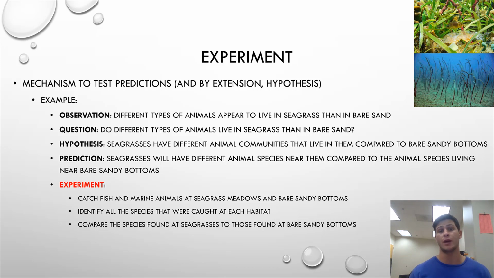So next up we have our experiment phase, and experiments are mechanisms with which we test our predictions and by extension test our hypotheses. So for our experiment in the context of this example, we go out and we catch fish and other marine animals at seagrass meadows and at bare sandy bottoms. And we don't do this just once, we do this over and over and over again. And by replicating the experiment multiple times, we minimize the chances that the result of that experiment would occur by random chance.